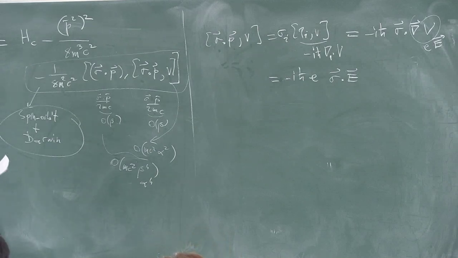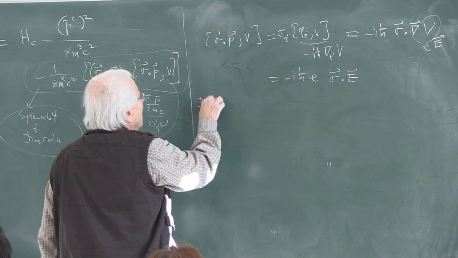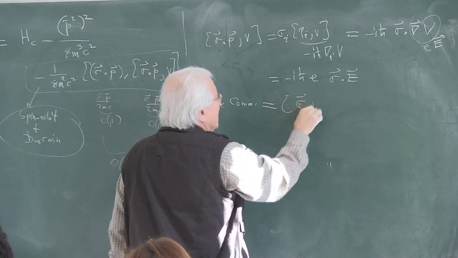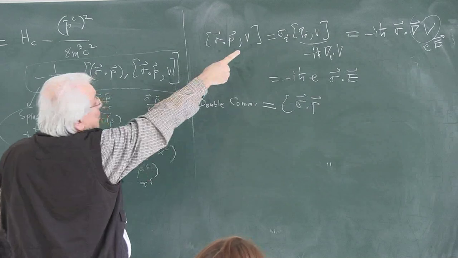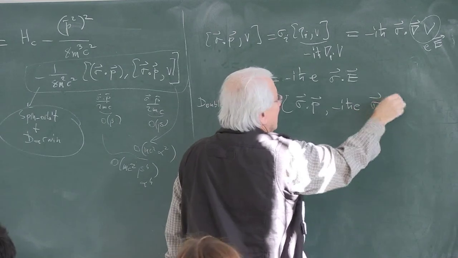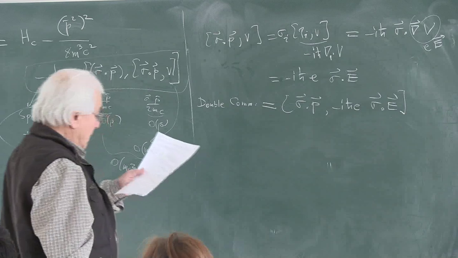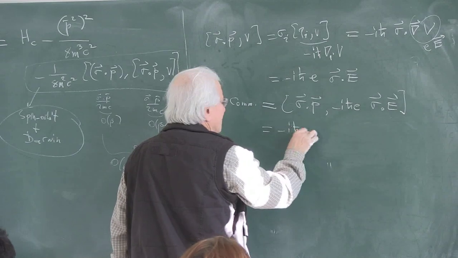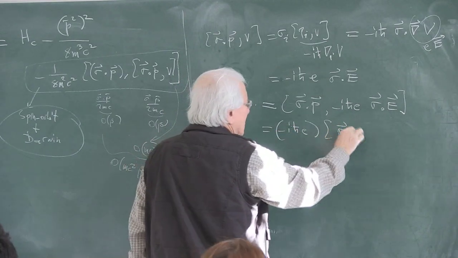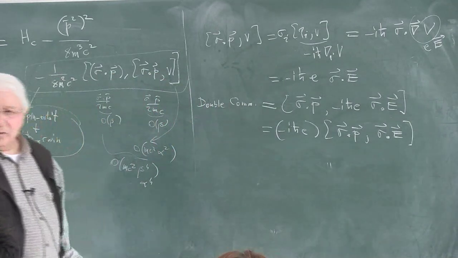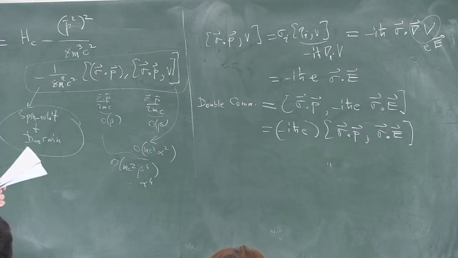Okay. Now, what about the entire commutator, the double commutator? So the double commutator is equal to the commutator of sigma dot p with this one already, so minus i h bar e sigma dot E. So what is it? It is equal to minus i h bar e times the commutator of sigma dot p with sigma dot E. So I have to compute this commutator now.